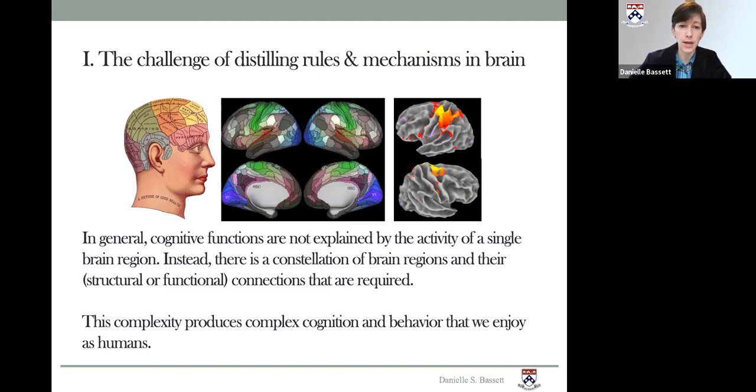Now, phrenology has been since replaced by a very formal and scientifically rigorous evaluation of the organization of the brain. And that scientifically rigorous investigation has been made possible by the development of new experimental techniques and imaging techniques that allow us to see much more than just the shape of the skull.